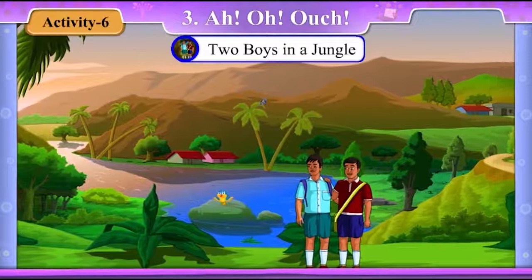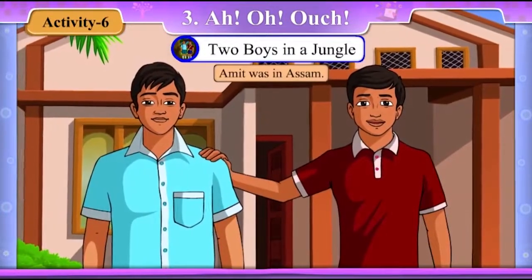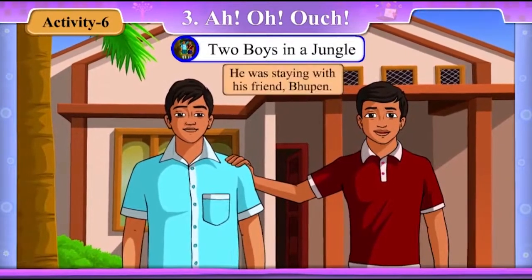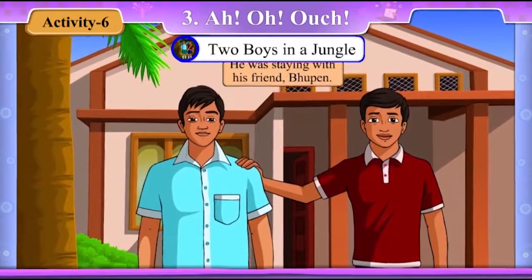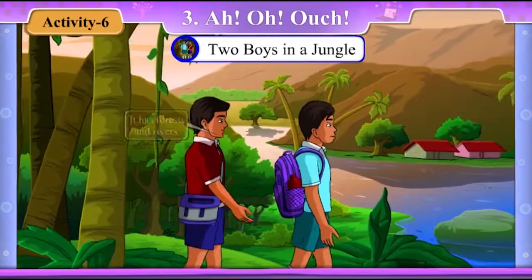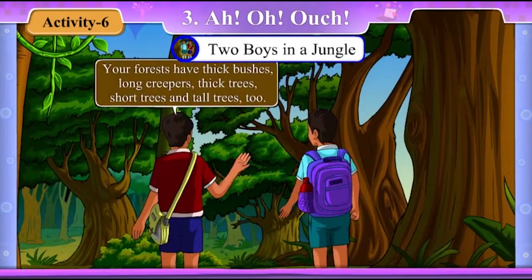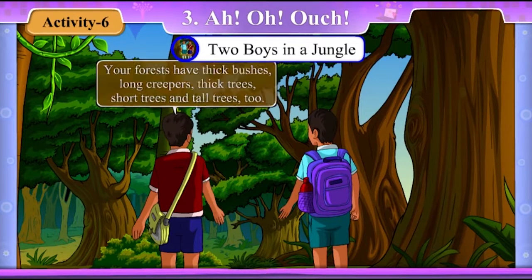Two boys in a jungle. Amit was in Assam. He was staying with his friend Bhupen. Assam is so beautiful, isn't it? It has forests and rivers. Your forests have thick bushes, long creepers, thick trees, short trees, and tall trees too.